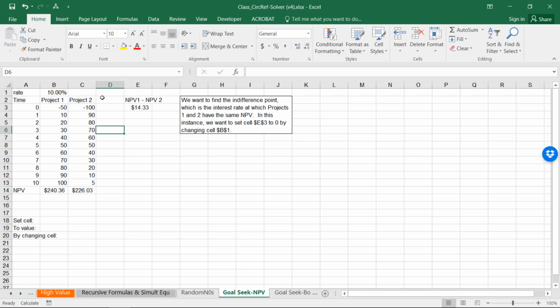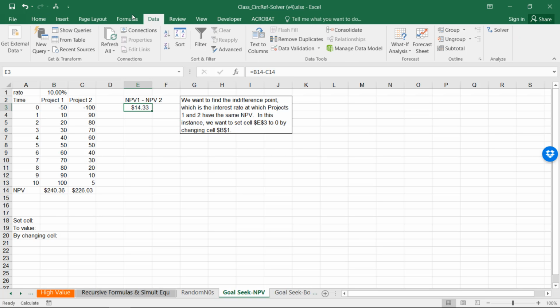It's called GoalSeek. We want to find the indifference point when the interest rate or cost of capital up here. At what point do these two projects become equal? Here we have the outflow, all the inflows, and the net present value of 240.36 if it's 10%, or 226.03 if it's project number 2. So we'd choose project 1. So when is the difference between these equal to 0?